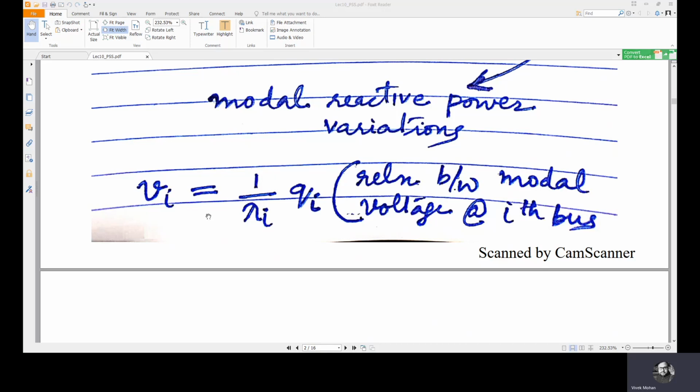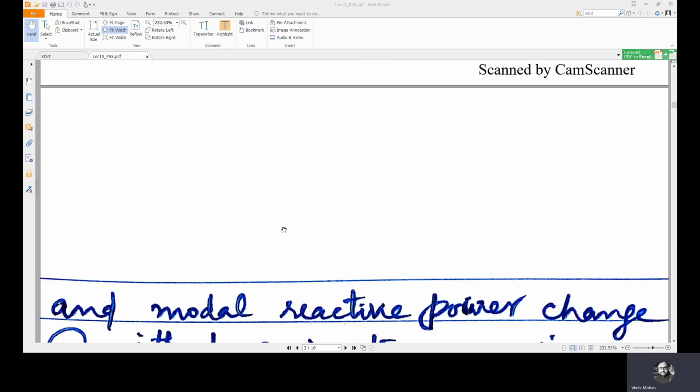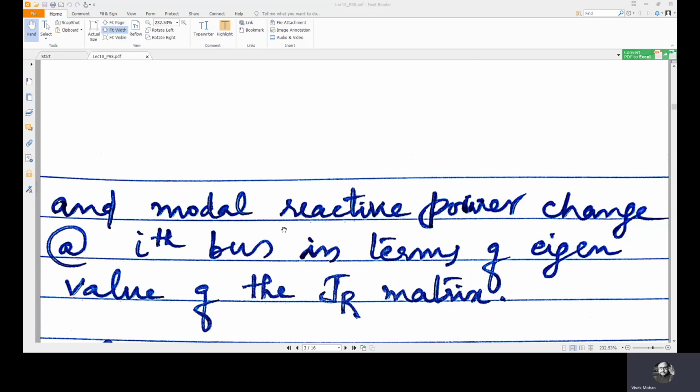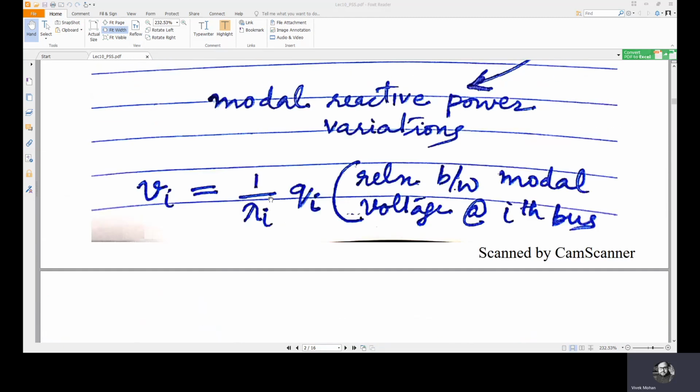This equation gives the relation between modal voltage at the ith bus and modal reactive power change at the ith bus in terms of the eigenvalue of the JR matrix. This is the eigenvalue of the JR matrix. Now let's see what happens if lambda I is positive. If lambda I is positive, that means for increased reactive power injection at the ith bus, the voltage at the ith bus is also increasing, right? They follow the same direction.